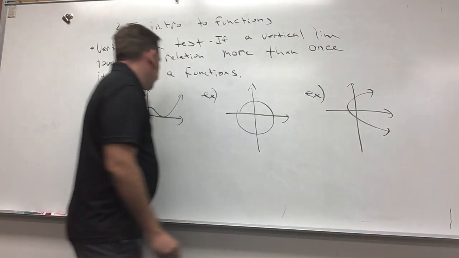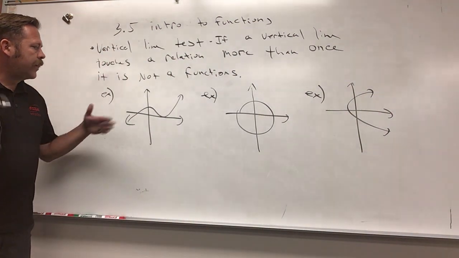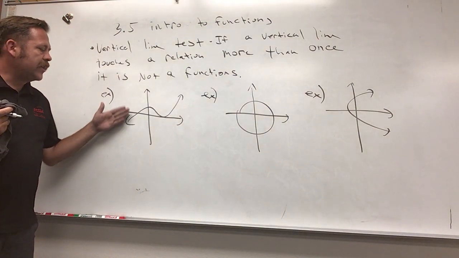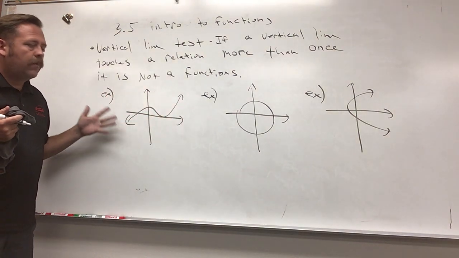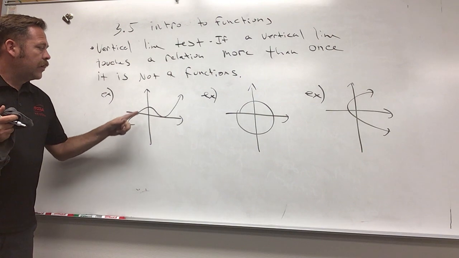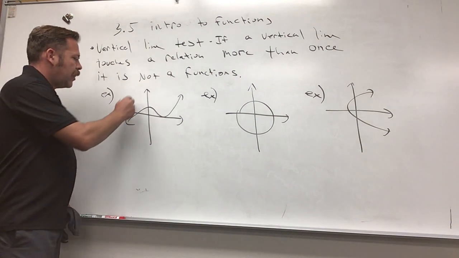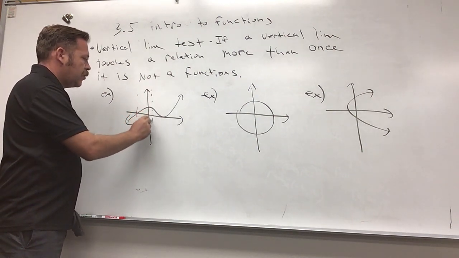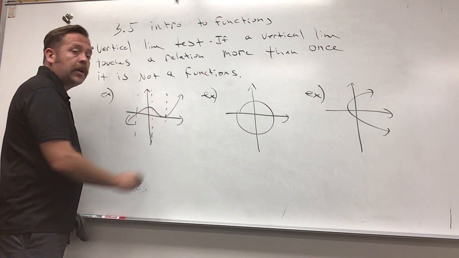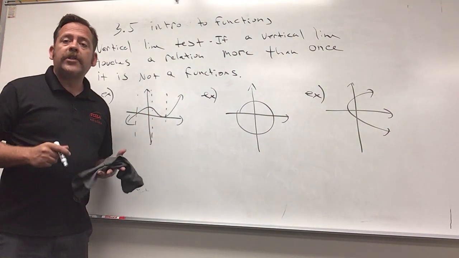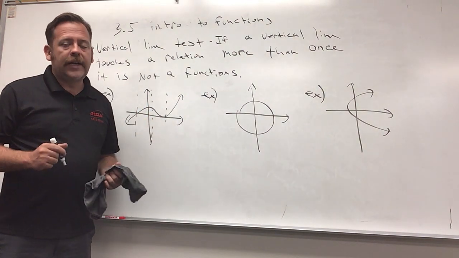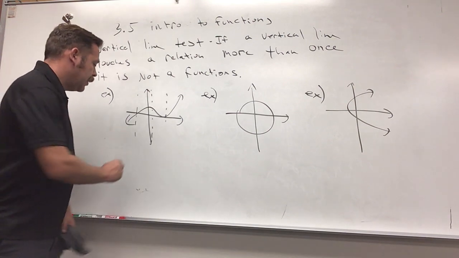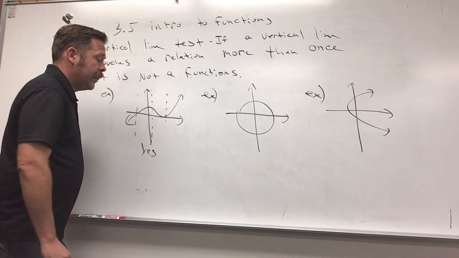Okay. So, look at this first relation or set of points here. We want to determine if it's a function. Is there any vertical line that could touch it twice? No, there's not. Therefore, this passes the vertical line test. And yes, it is a function.